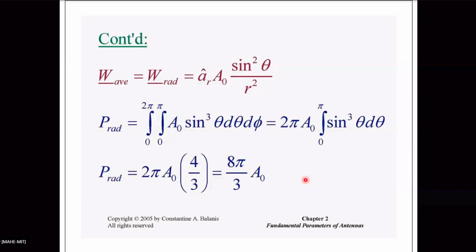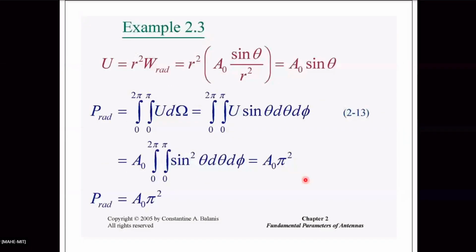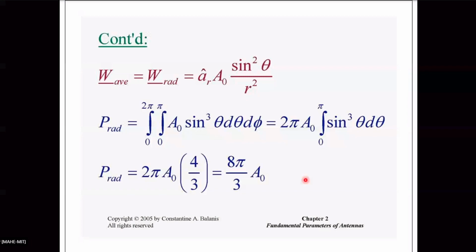So this is another example, sin squared theta by R squared. Previous was sin theta by R squared. This is sin squared theta by R squared. So now you should be in a position, given W or U, to find the power radiated. Can I go to the next slide? Hello? Yes, sir.